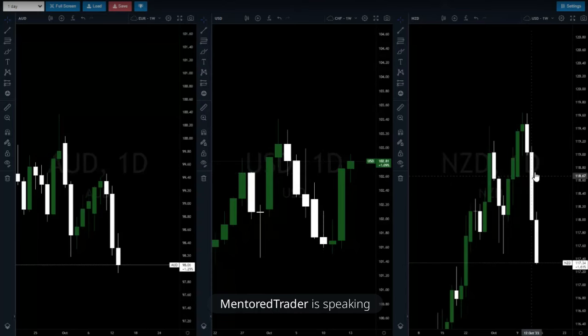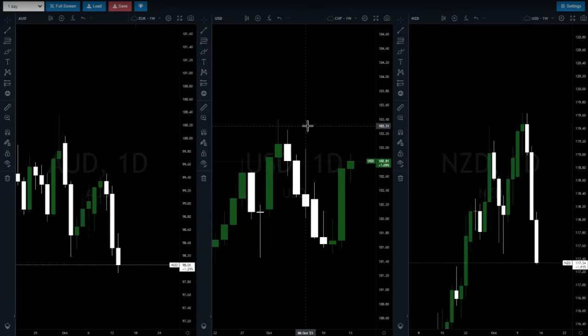So I'm putting my emphasis here: AUD and USD. Now CPI comes in. What am I going to trade?